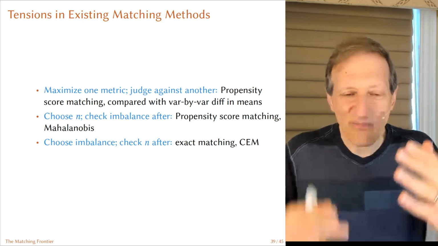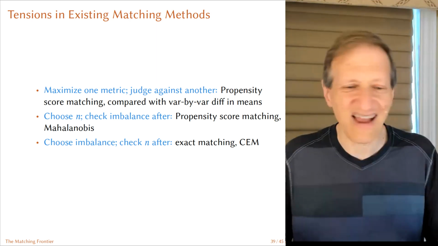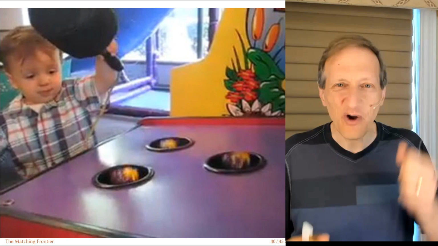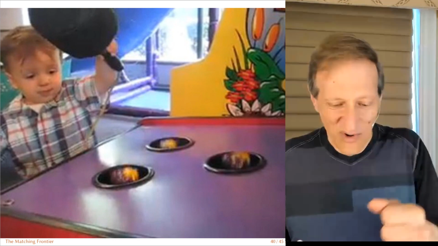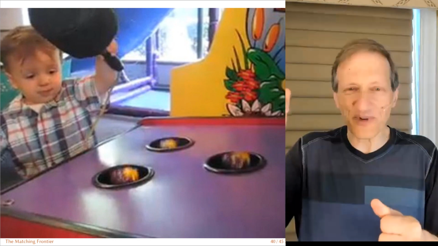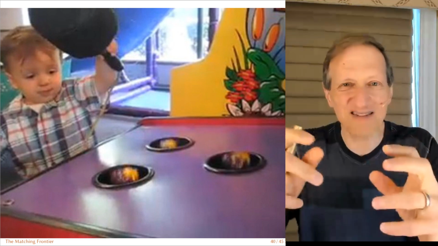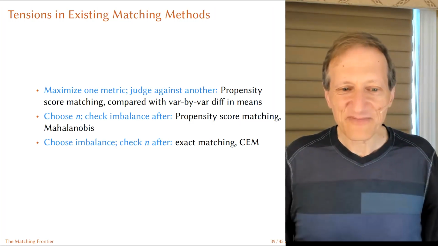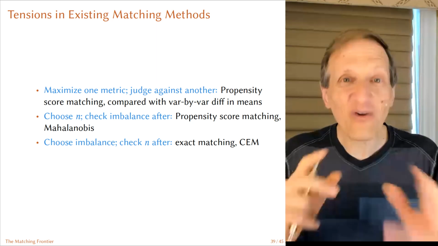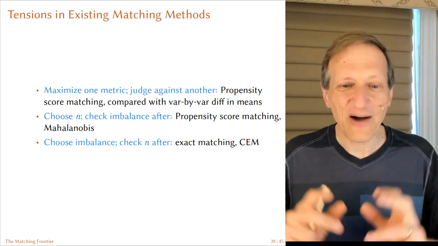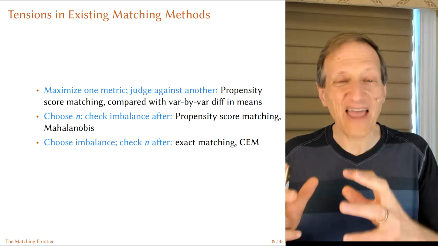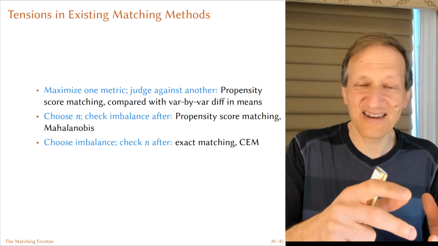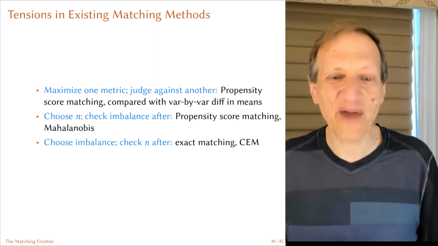So both of these sets of methods have this sort of odd part. And they have this kind of characteristic where you push down one problem and it pops up another. So all of these methods have a particular problem. And they're in two categories, right? One, you don't know what the n is at the end, and the other is you don't know what the imbalance is at the end.